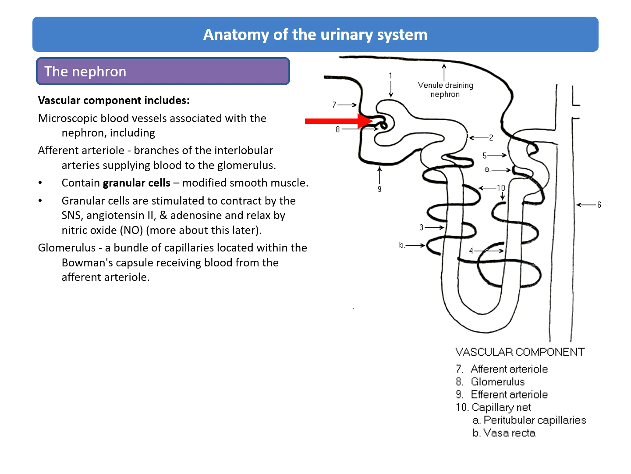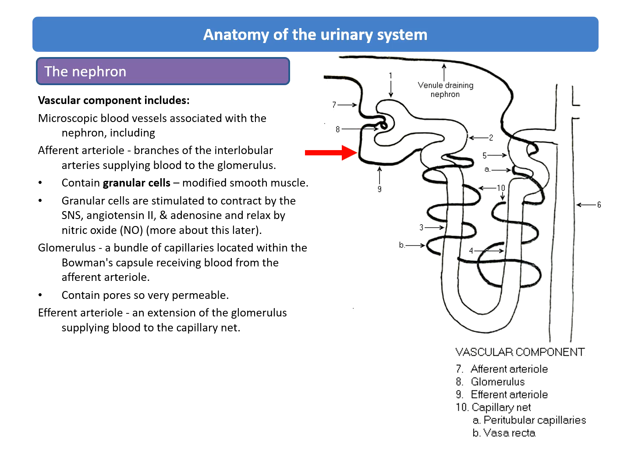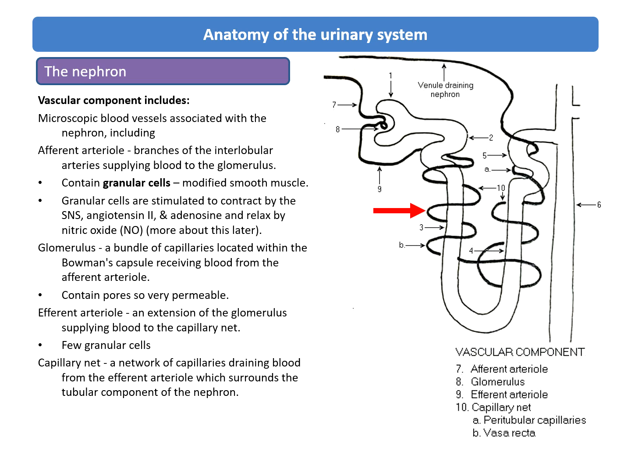The glomerulus is a bundle of capillaries. They're located within the Bowman's capsule. They receive blood from the afferent arteriole. They contain pores, so they're very highly permeable. The efferent arteriole extends from the glomerulus and supplies blood to the capillary net. It has few of these granular cells.